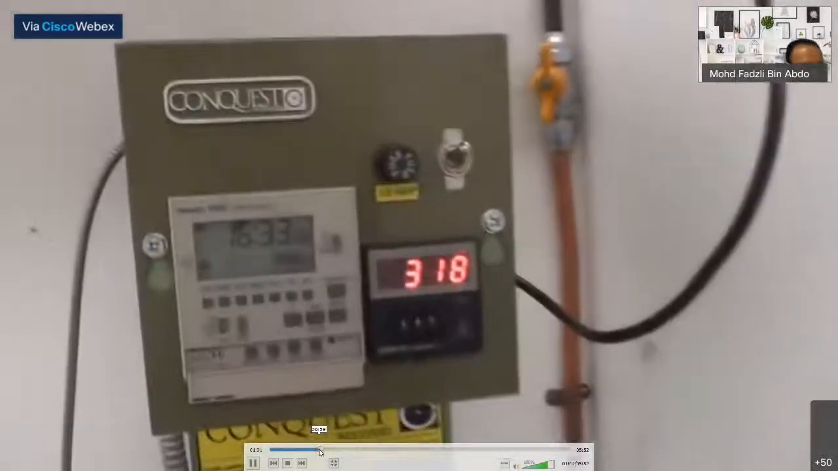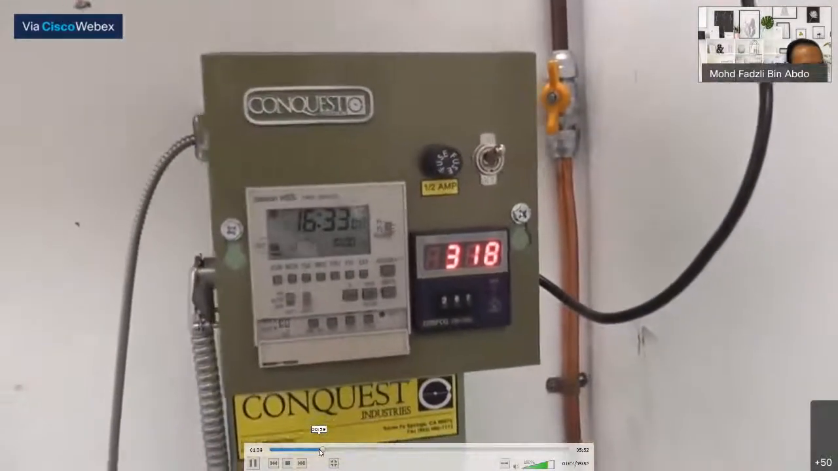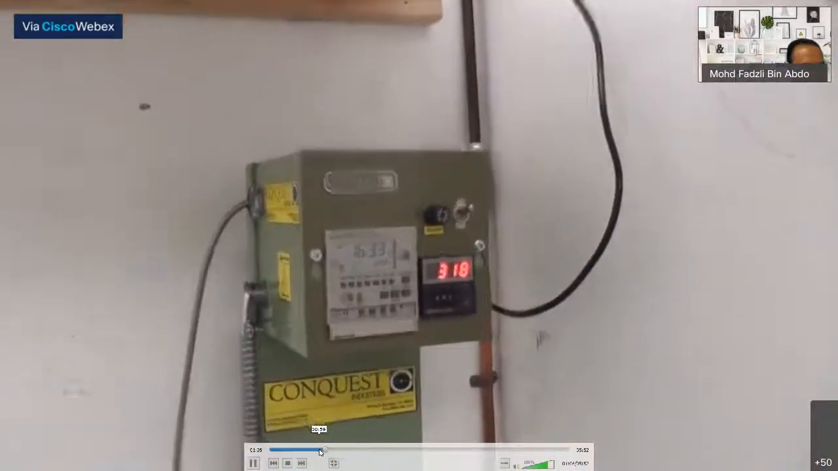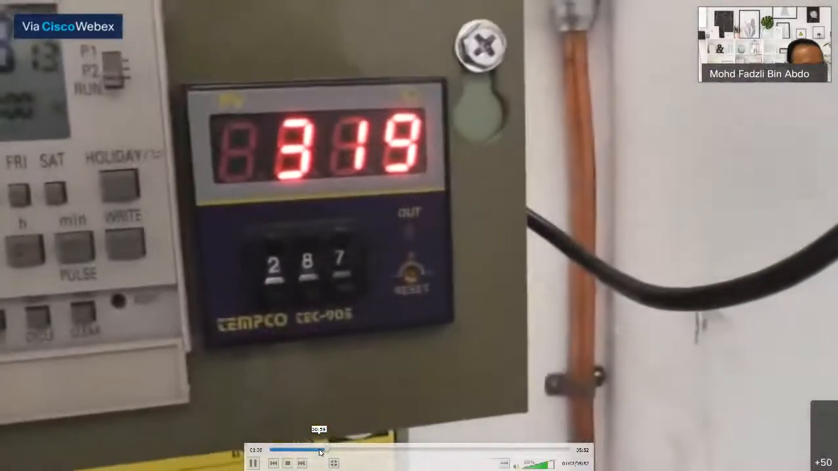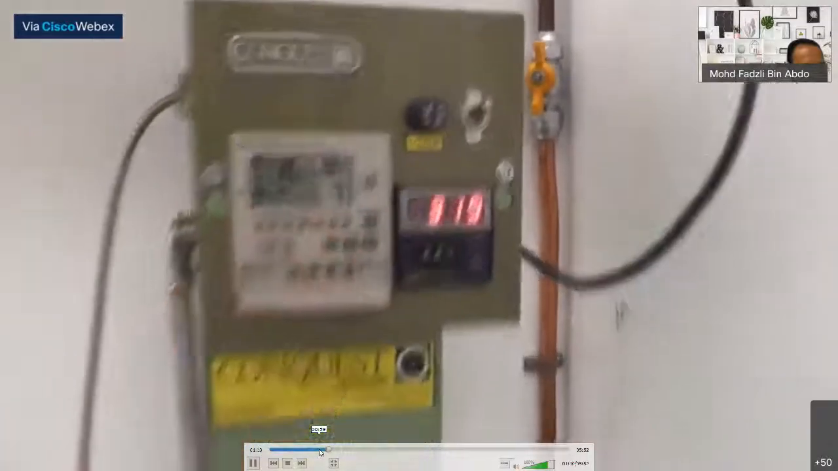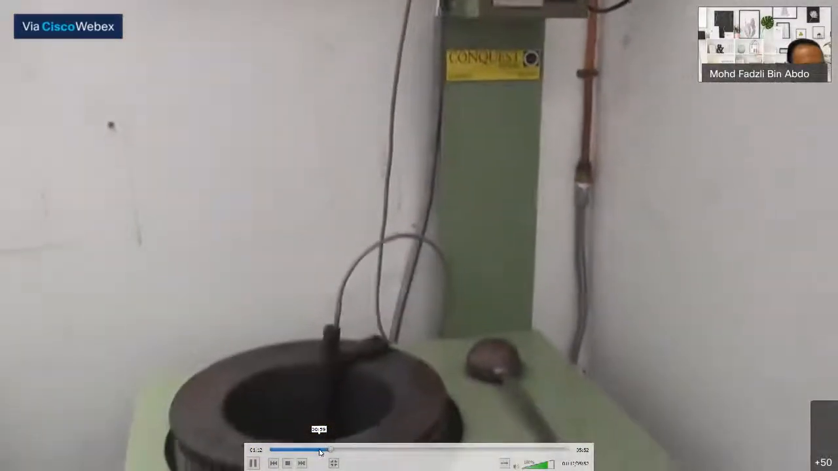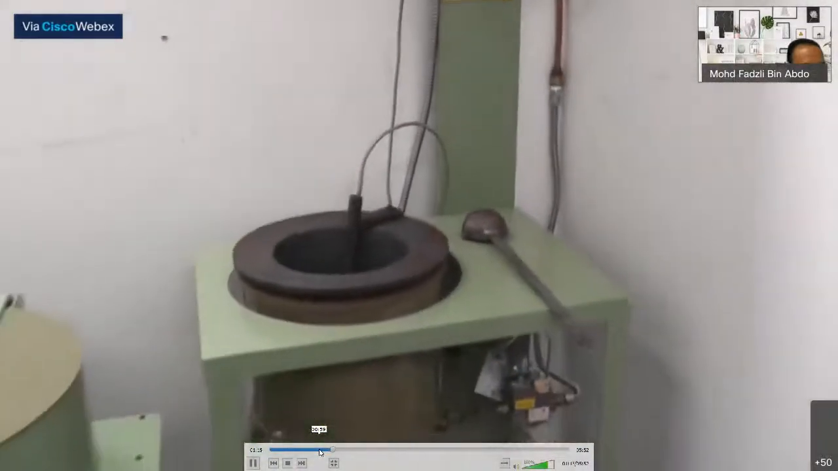It's sitting at 318 degrees. That's a little hot. It should have switched off by now. It does sound like it's off. It should be at 287. So it overheats a little bit, then the gas switches off, and then it cools down and switches back on and overshoots that temperature a little bit.